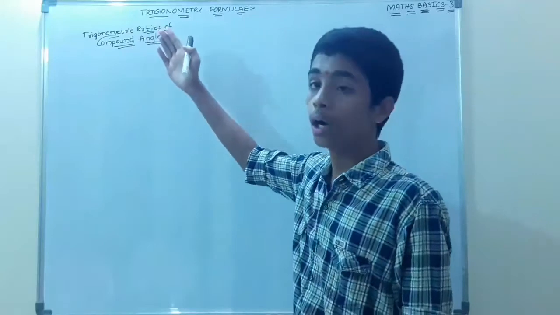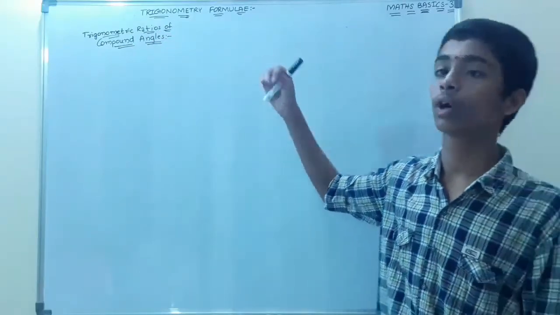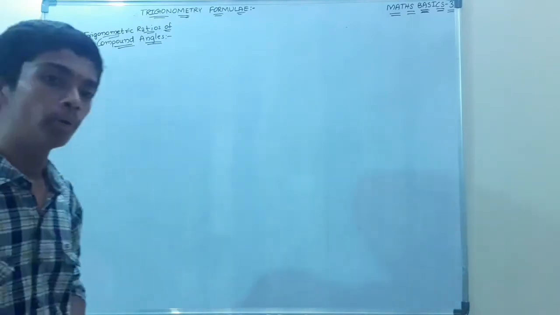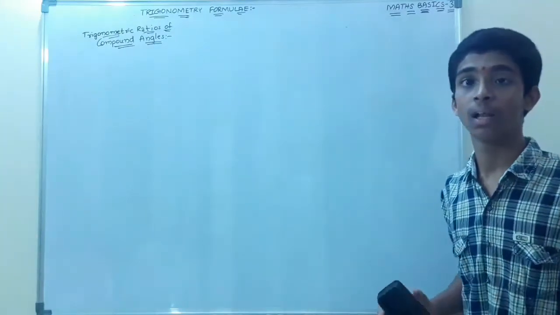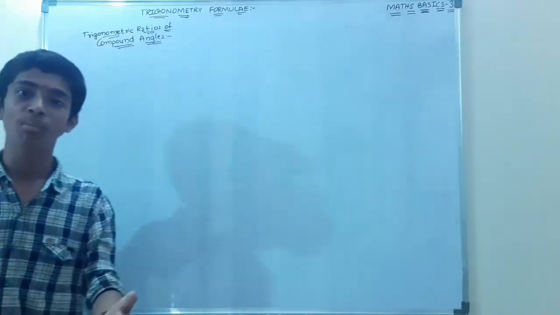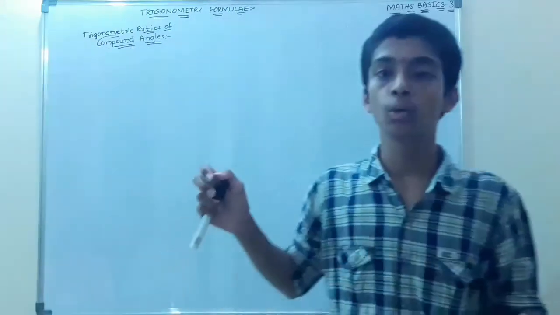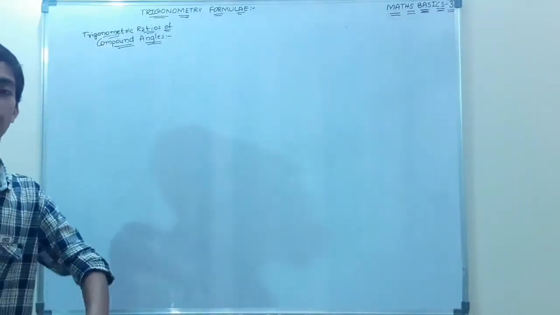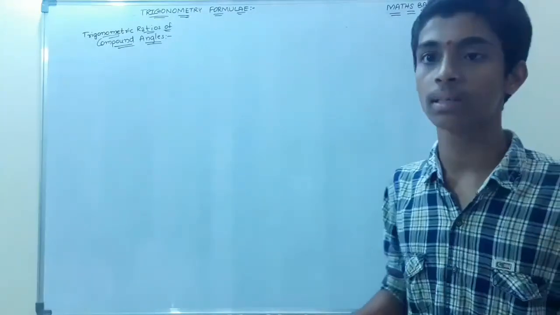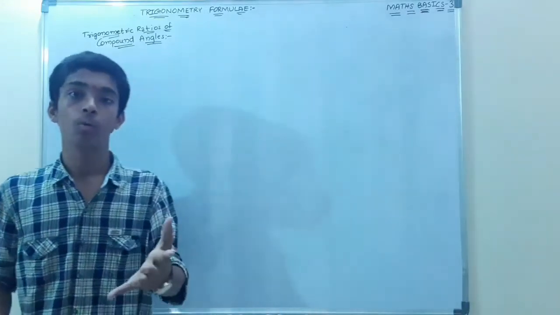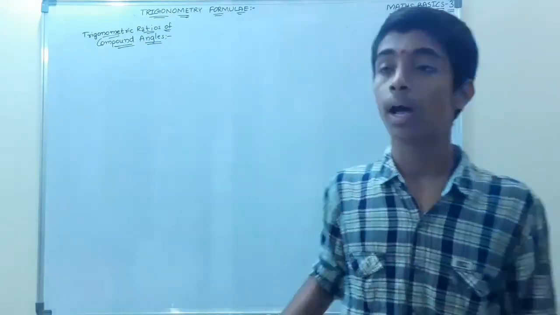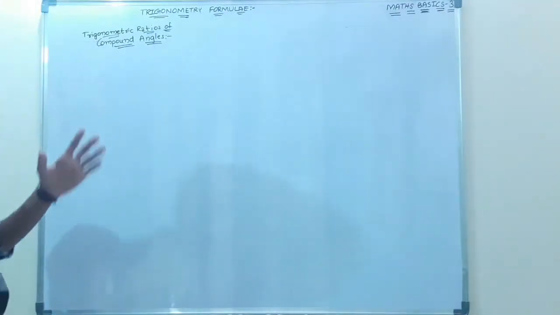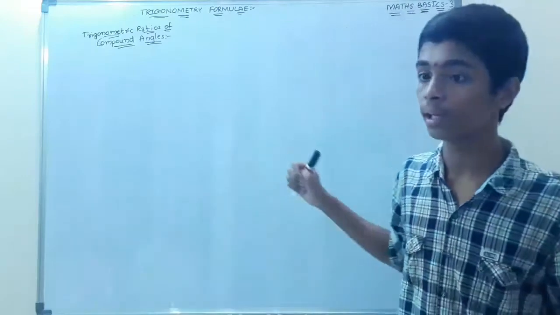We will go for trigonometric ratios of compound angles, and here is a term called compound angle. What is a compound angle? Simply we can tell, the sum or difference of two or more angles is called a compound angle. The sum or difference, or we can also call it the algebraic sum of two or more angles, is called a compound angle. These are the general definitions of compound angle.